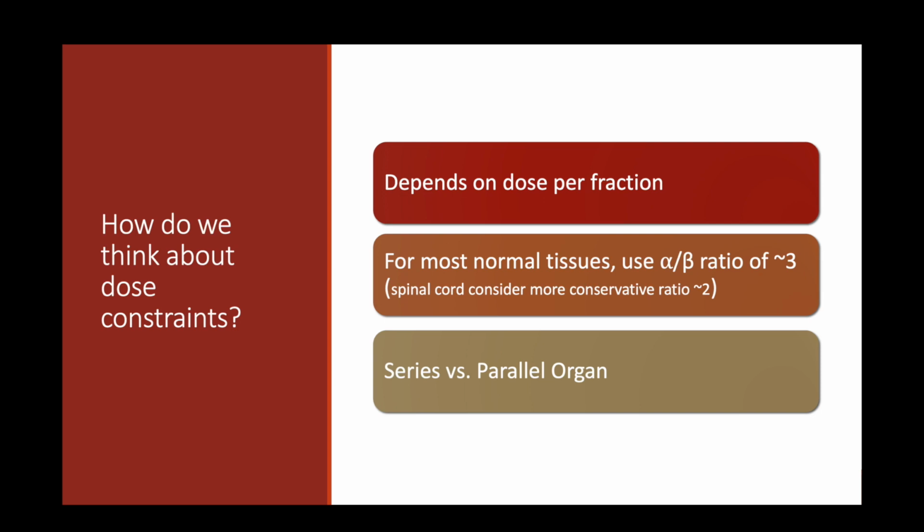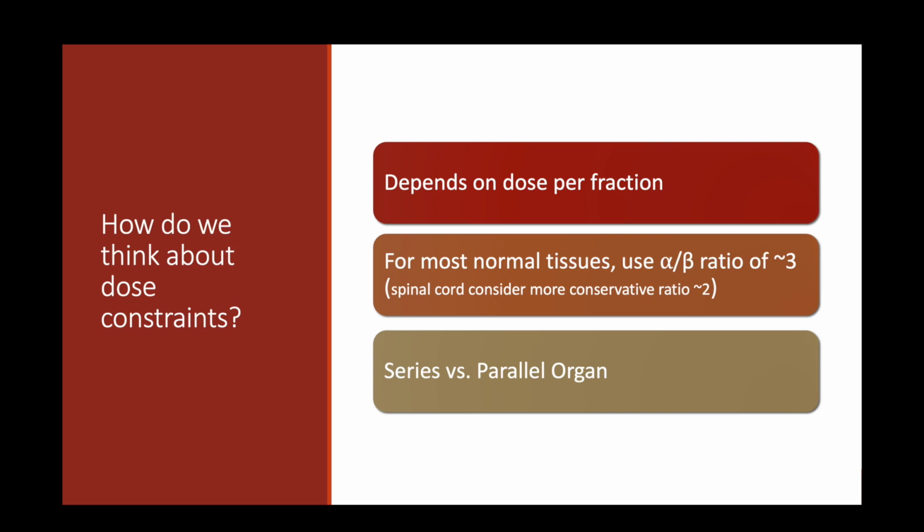So it depends on the dose per fraction. When we are thinking about dose constraints, we also really have to consider the alpha-beta ratio. So, as we said previously, we can take a given radiation regimen, a total dose divided by the number of fractions, and we can either use the biologically equivalent dose, or we can do an equivalent dose at 2 gray per fraction and kind of get an idea of what that is doing in conventional fractionation.